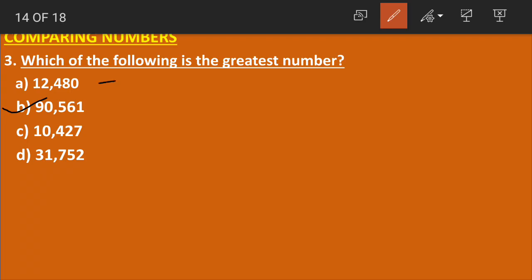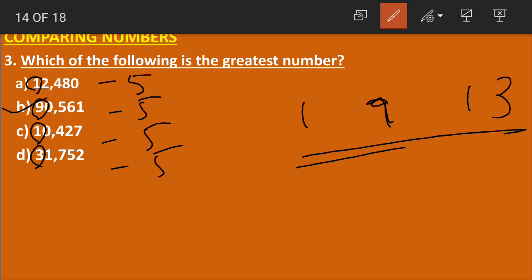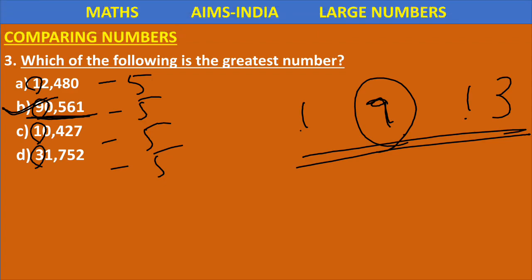If you look at the options, all the options have 5-digit numbers. When all the given numbers have the same number of digits, what do we do? We compare the digit in the extreme left, that is in the highest place values. Now what are the numbers here? 1, 9, 1 and 3. Among these given numbers, which number is the greatest number? Is it 1, 9 or 1 or 3? It is 9, right? So the number with 9 in the highest place value becomes the greatest number, which in this case is 90,561, right? Question number 4.